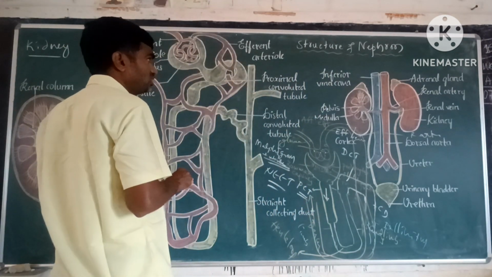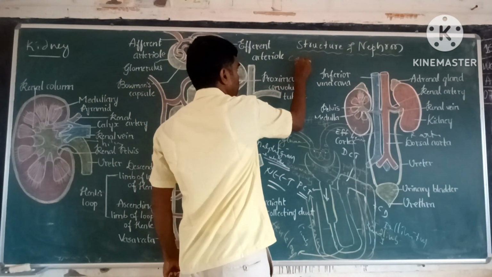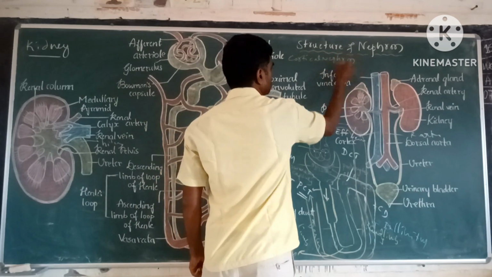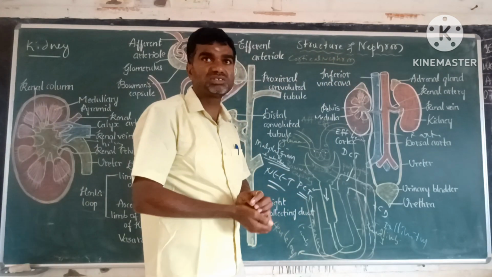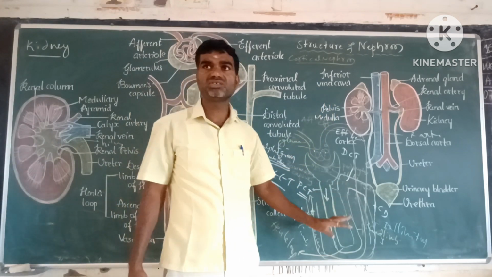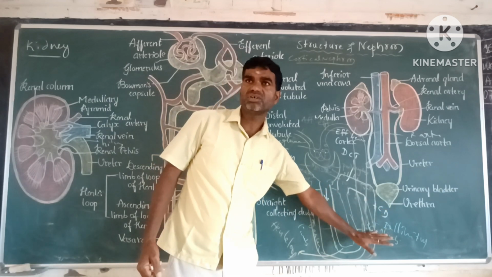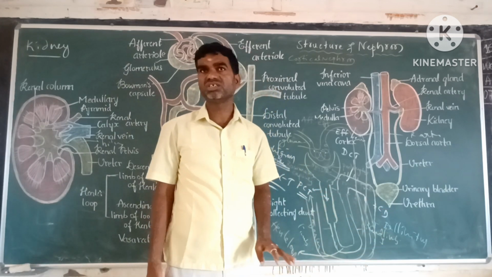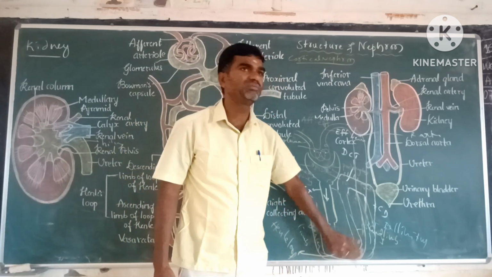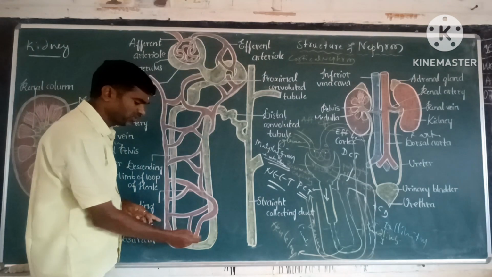What are cortical nephrons? Cortical nephrons have the PCT and DCT, the proximal convoluted tubule to the distal convoluted tubule. Here there is the cortex part, the medullary part, and the inner medullary part as well. And this is called the loop of Henle.